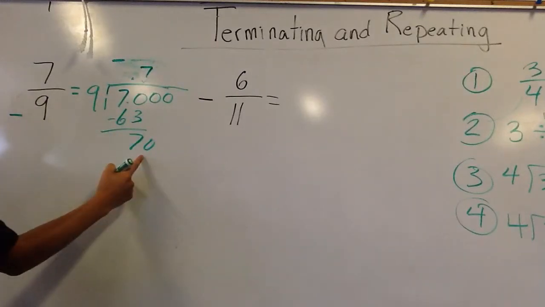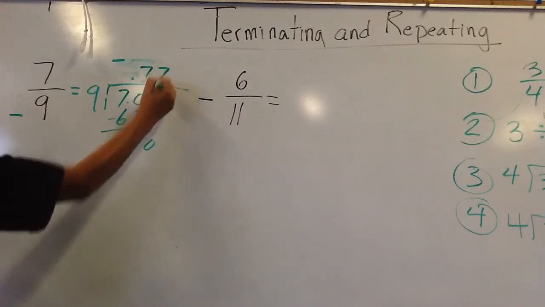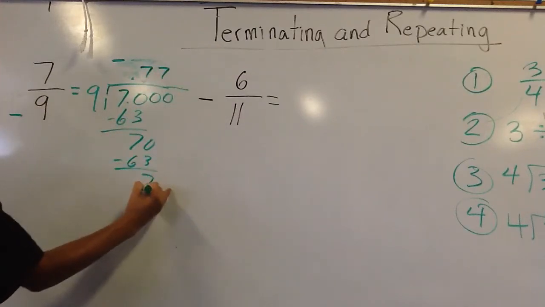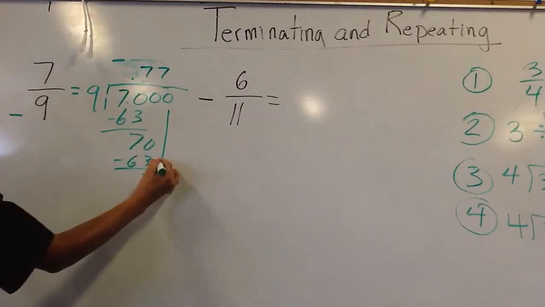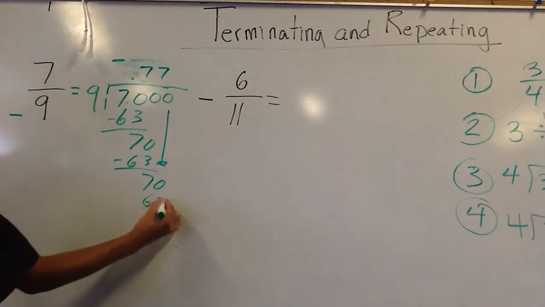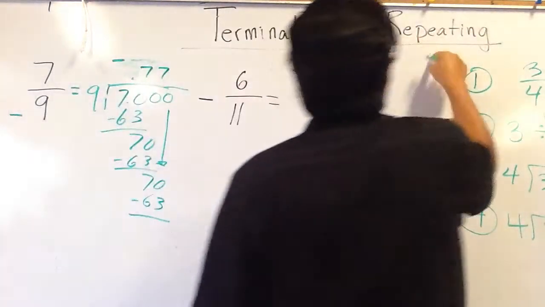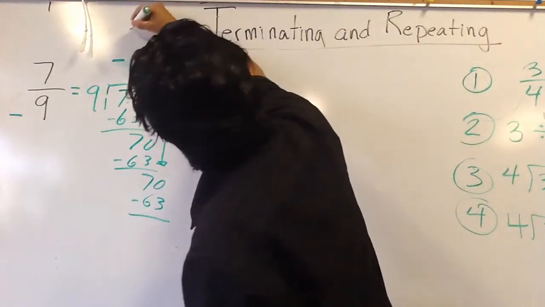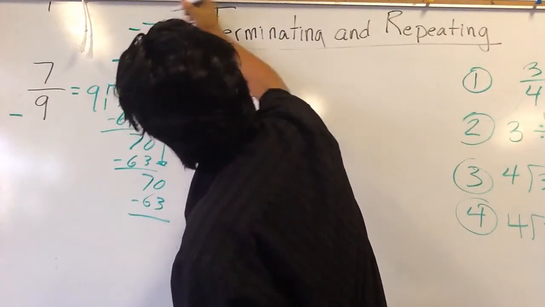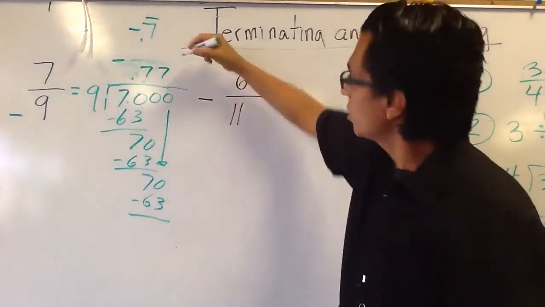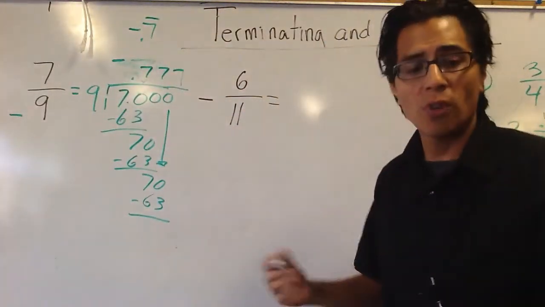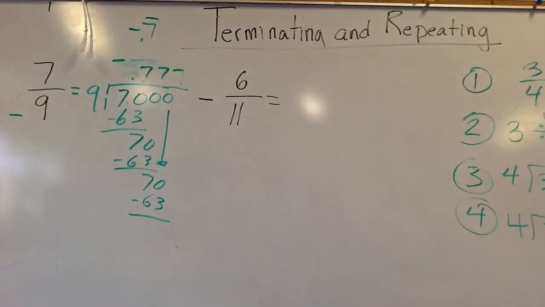Uh-oh, I got 70, and I have a 70. Let's see what happens again. Uh-oh, I'm going to get 70 again. In fact, it keeps repeating. So this is not terminating. It's not going to end. It's going to keep going. And so you would want to express this as negative 7 with a bar on top, because what it says is that it's going to go forever. So that's one way a repeating decimal could manifest itself.